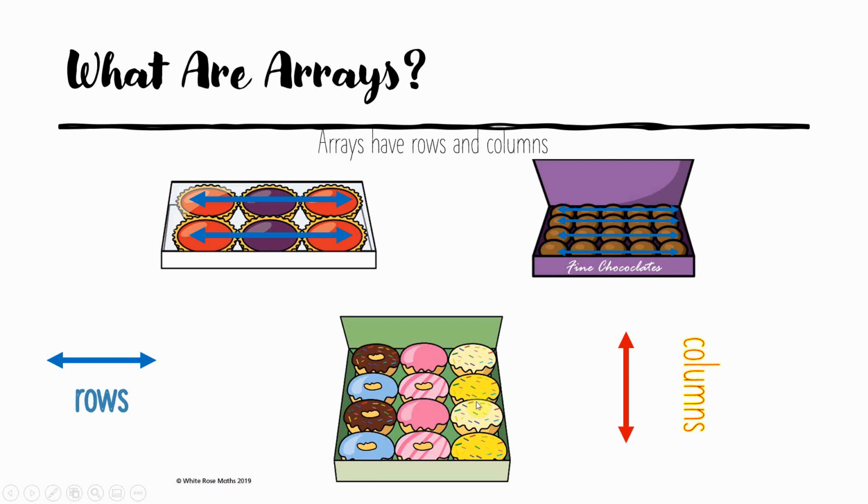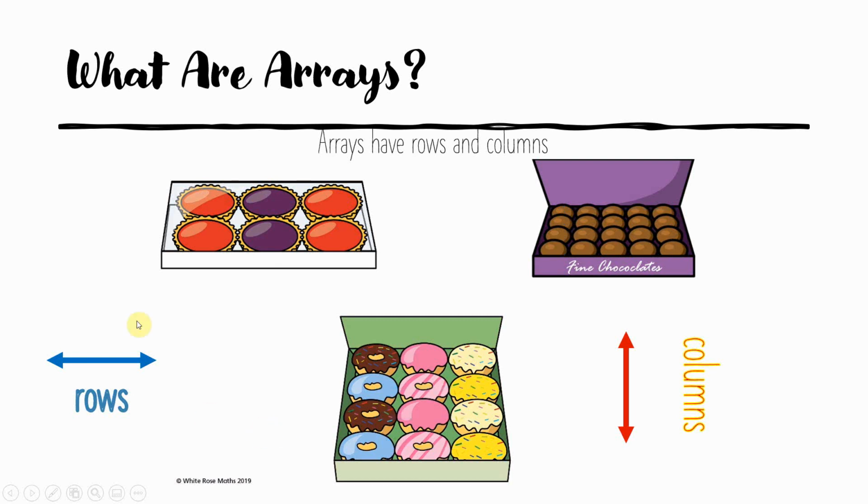I wonder how many rows are in the donuts. Let's see. One row, two rows, three rows, four rows. There are four rows in the donuts. I wonder which box has the most rows in, or which one has the least rows in. Right, let's see what columns are in each. How many columns there are in each picture.